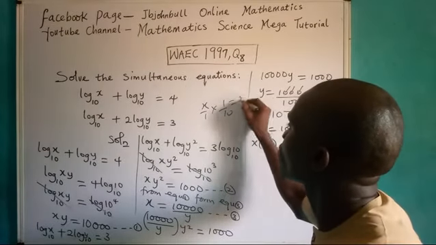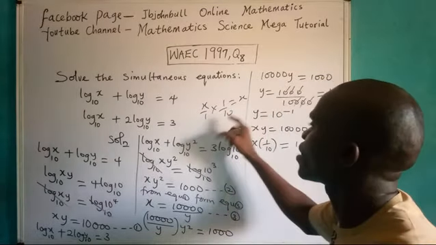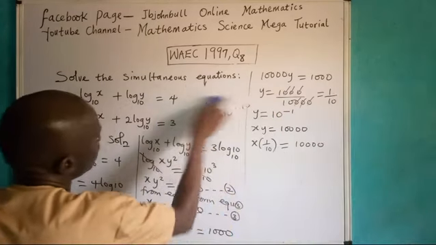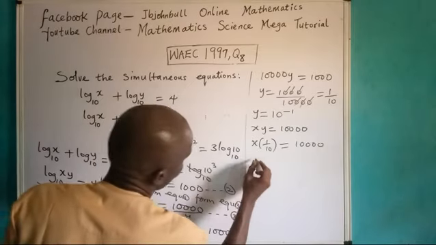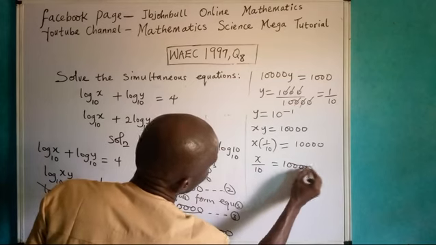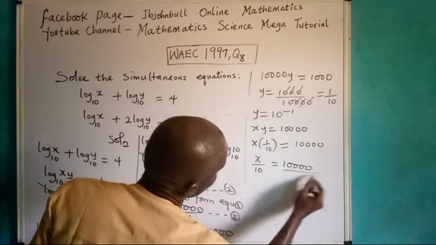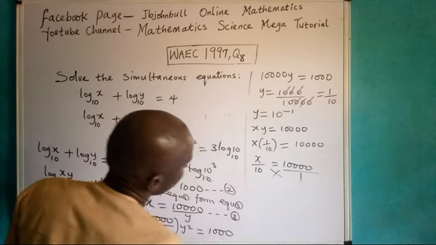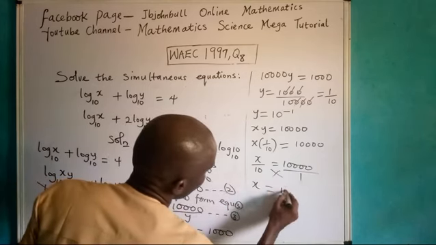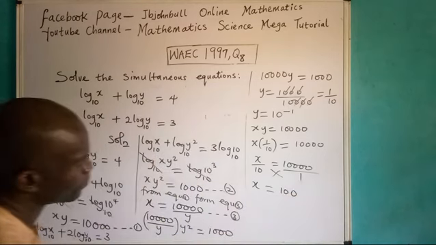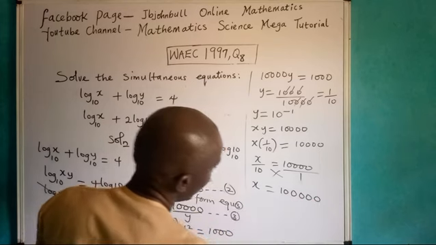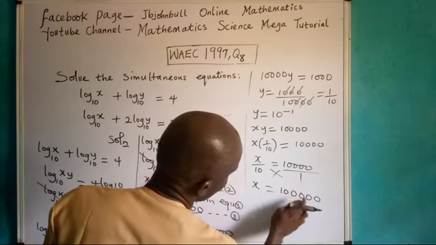When you multiply it, you're going to have x times 1 is x, 1 times 10 is 10. It means that for this part here, we are going to have x over 10 equal 10,000. I can make this x over 1. I will then cross multiply. x times 1 gives x, 10 times this gives 100,000. That is to say we have 5 zeros: 1, 2, 3, 4, 5.